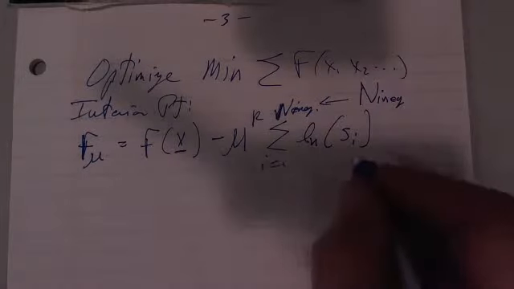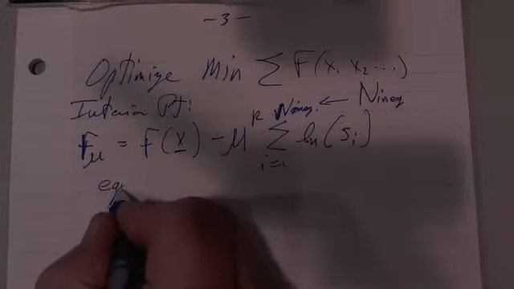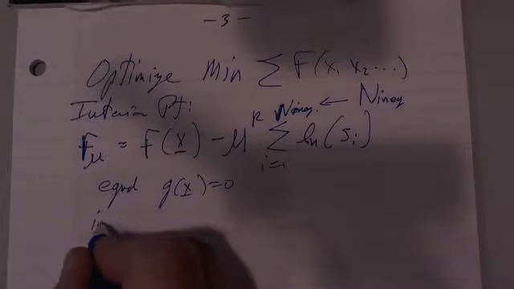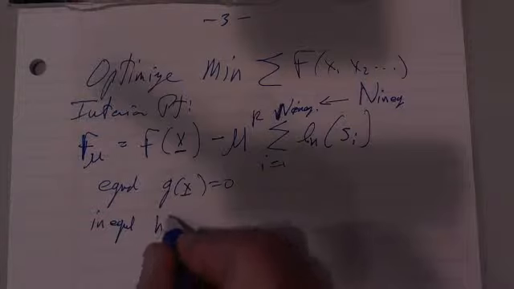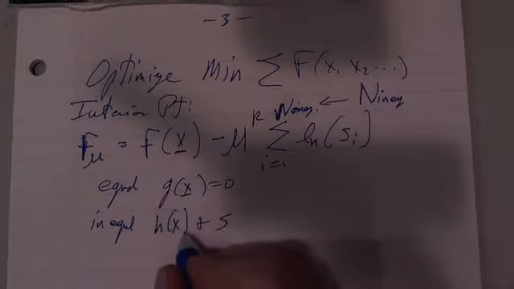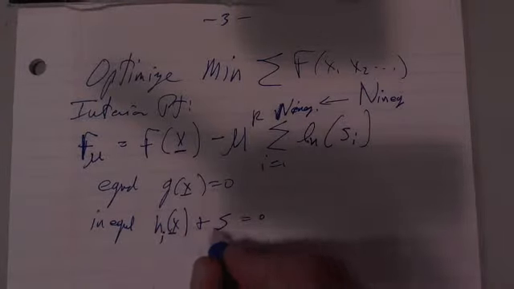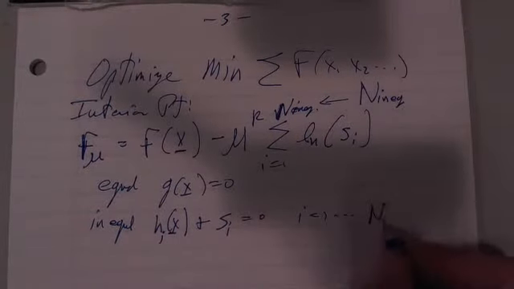And you say, well, this is my minimization function, and we're going to say that there are some equality constraints, g of x equals 0, and there are other inequality constraints, h of x plus s equals 0. So h sub i of x, for i equals 1 to the number of inequalities.